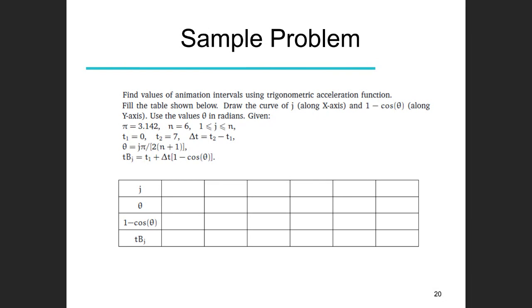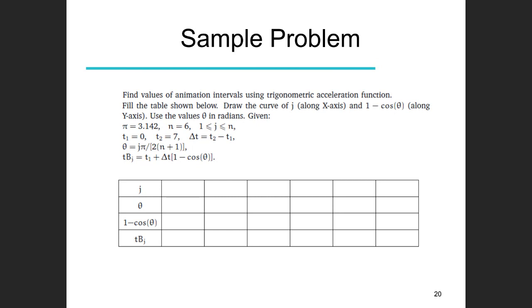So question is there, find the values of the animation intervals using the trigonometric accelerated function, fill the table shown below, draw the curve of the j, which is the index for the in-between frame along the x-axis, and the 1 minus cosine theta, which was the function to model the acceleration along the y-axis. Use the value of the theta in the radians given. We provide you the value for the pi 3.142. We provide the value for the n, which is actually the number of in-between frame we want to compute. So here in this example, we want to compute the 6 in-between frame between the two keyframe.